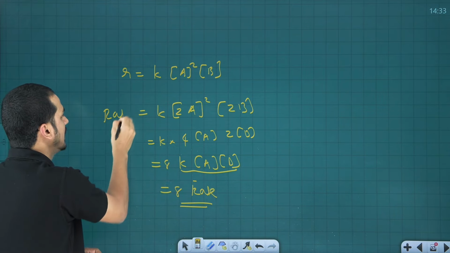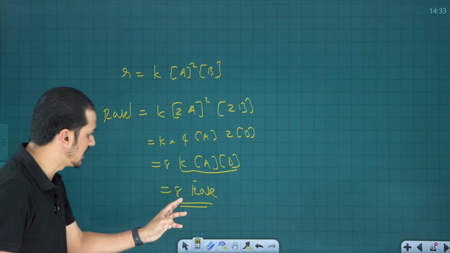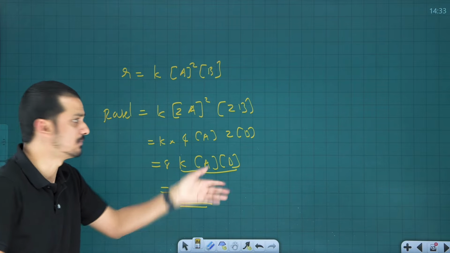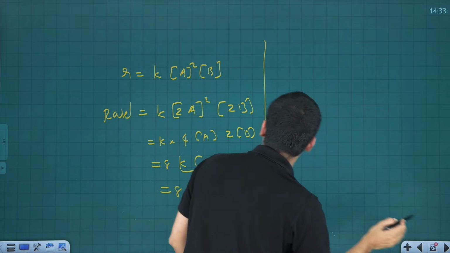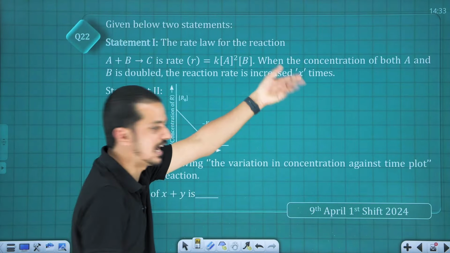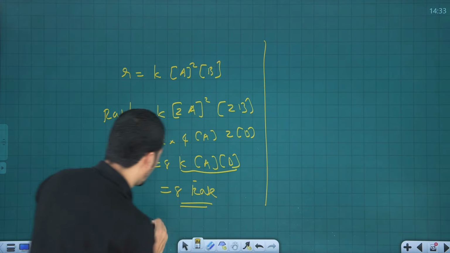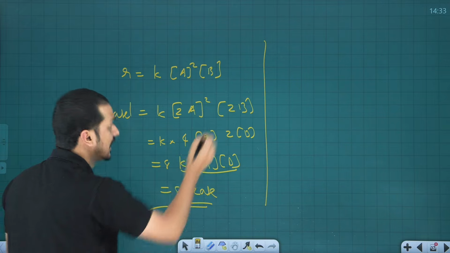This is the new rate. I am writing it as rate dash. So rate dash is equal to 8 times rate. Whenever you are doubling, the rate becomes 8 times. Okay, that idea we got. So they are telling that it is X times. So X equal to what? X equal to what, guys? X equal to 8. That I got.